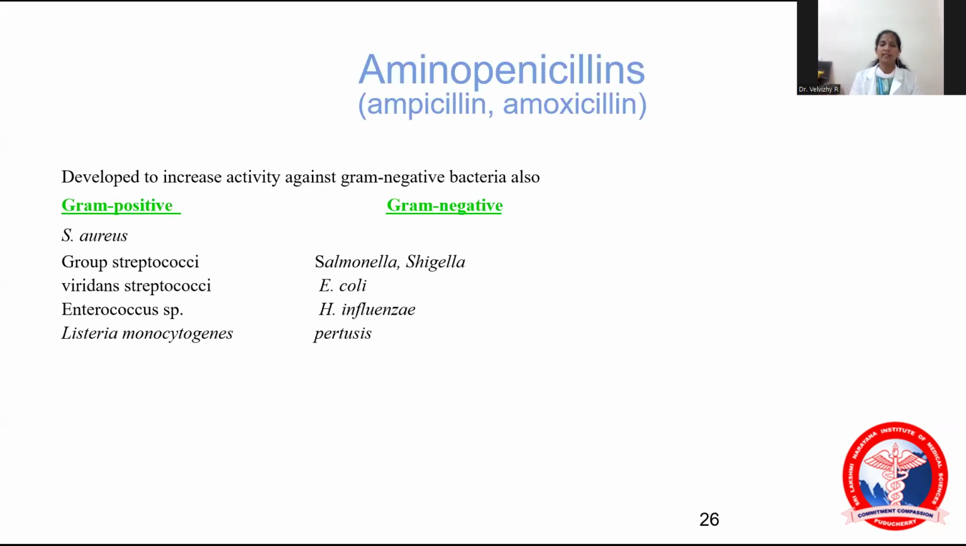Then we'll move on to extended-spectrum penicillins. I told you we have aminopenicillins, carboxypenicillins, and ureidopenicillins. The most common aminopenicillin drugs are ampicillin and amoxicillin. They will be active on both gram-positive as well as gram-negative organisms like Shigella, Salmonella, E. coli, Haemophilus influenzae, pertussis, all those things.